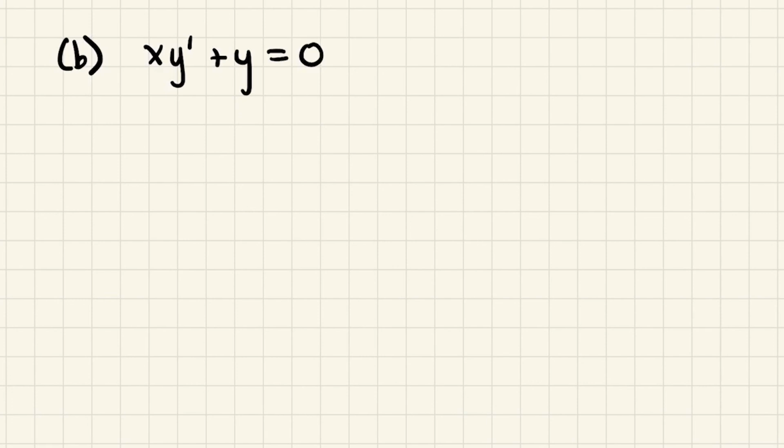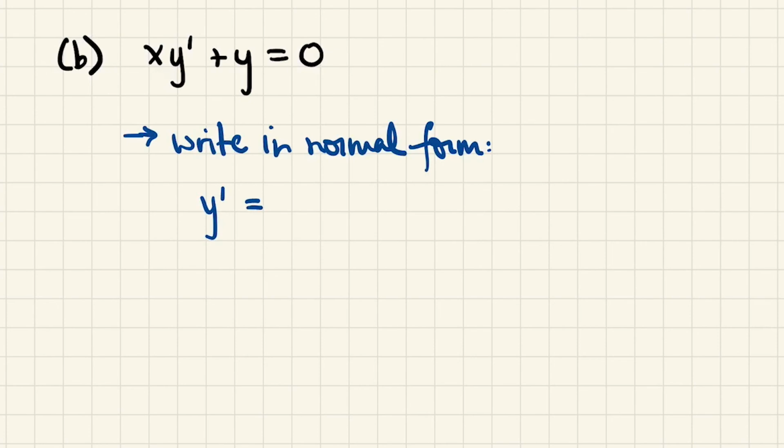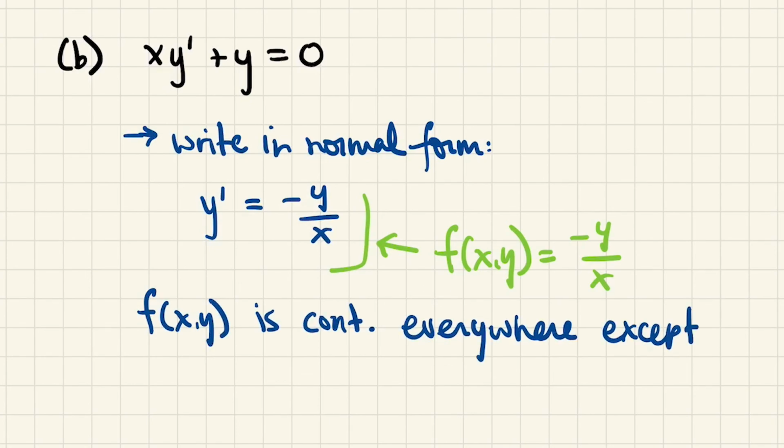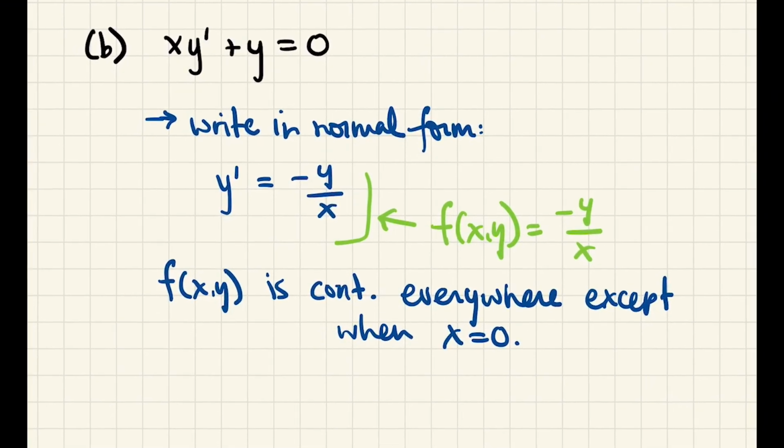How about this old friend of ours? Same imperative. The first thing we should do is write it in normal form. So y prime is going to be negative y over x. And we can see that our f of x, y is negative y over x. So let's first stipulate where that's continuous. f of x, y is continuous everywhere except where x is 0. So we have to rule out the x equals 0 situation.